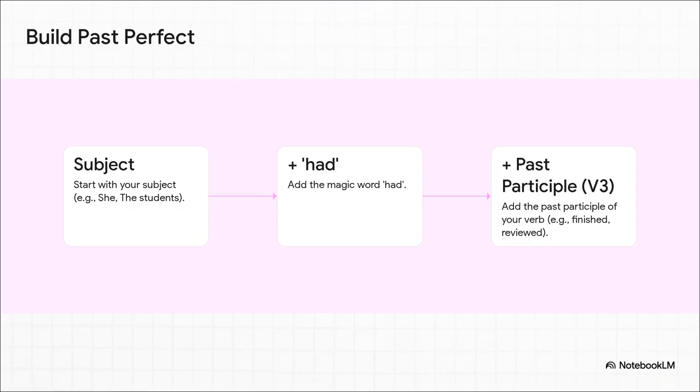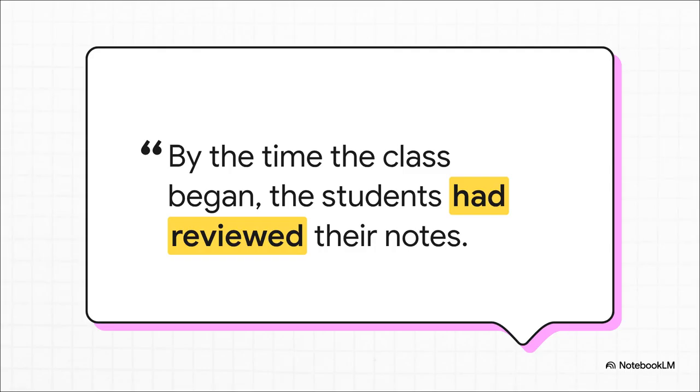And the best part? Building it is so easy. It's a simple three-step formula that never changes. You start with your subject, she, the students, whatever. You add the magic word had, and then you add the past participle of your verb. That's the V3 form, like gone, seen, or finished. That's it. Seriously, no exceptions. Let's see it in action.